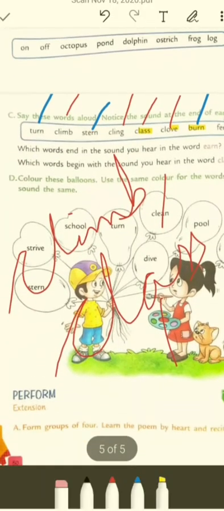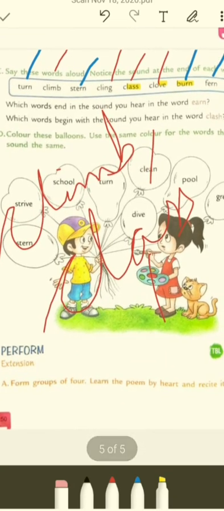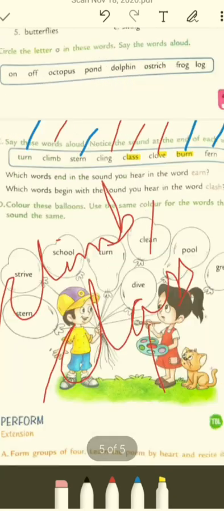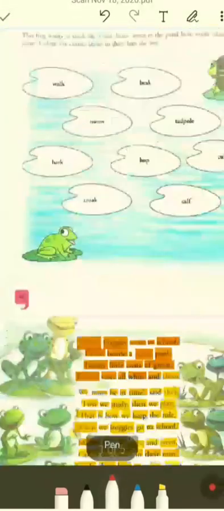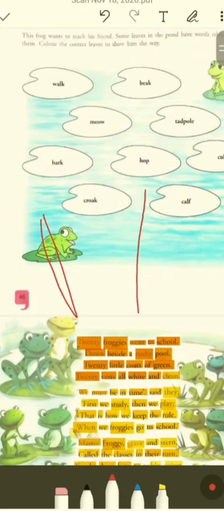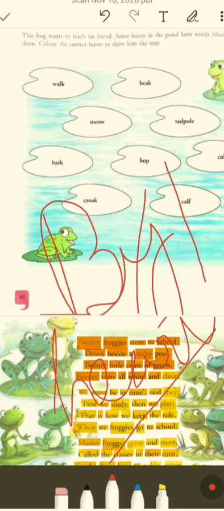Alright, so I'm not wasting any further time here. Perform. You are asked to form groups of four, learn the poem by heart and recite it. We cannot do it in groups of four. I recommend you all learn the poem by heart on your own, and in the next class I'll be asking this in the Google Meet session. So make sure you learn it.